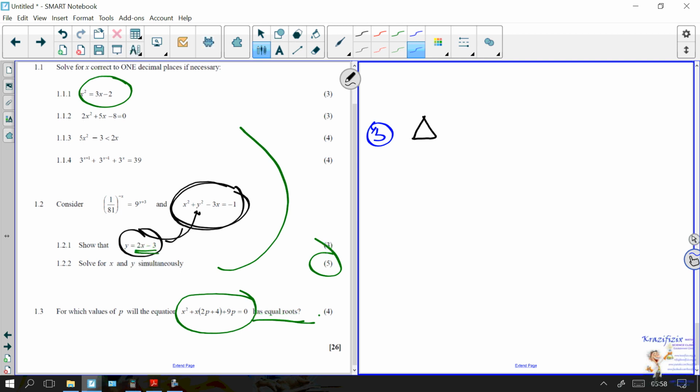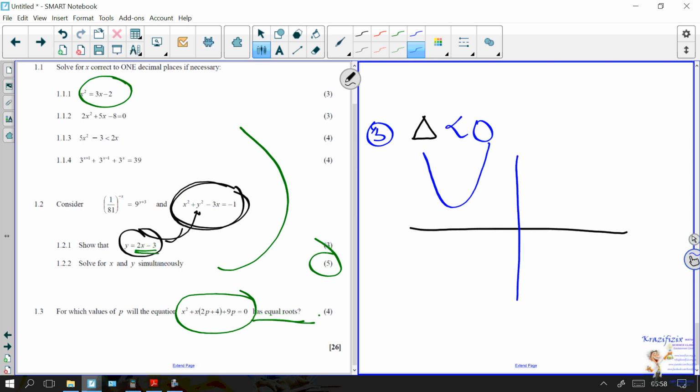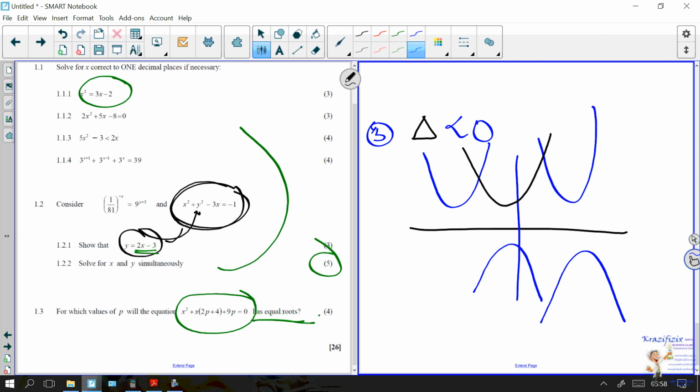Number 3, when discriminant, just the signs, is less than 0, what do you have here? This doesn't touch, no solution. Whatever you do, it doesn't actually cut through the x-axis. So that's what we're talking about.